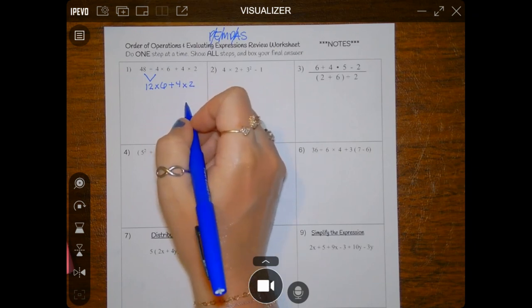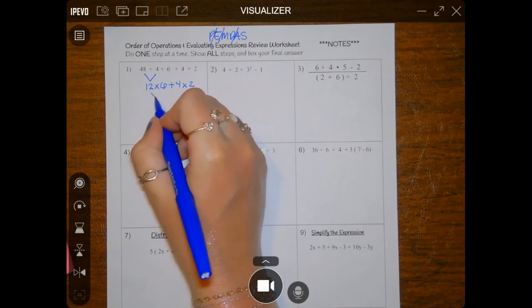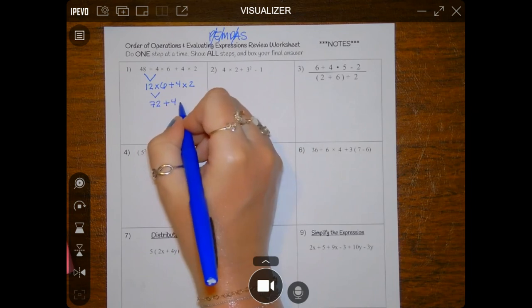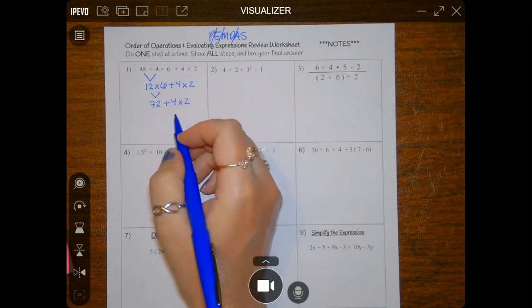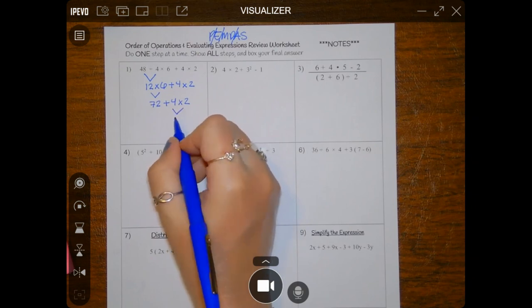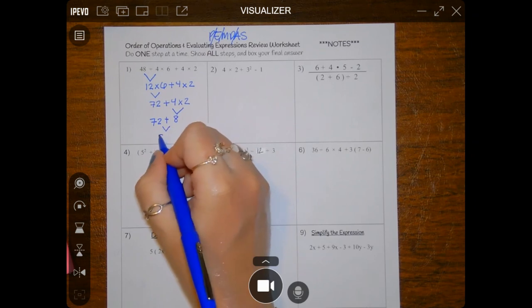Well, now what am I looking for? I see some multiplication, and that is 12 times 6 is 72. And 72 plus 4 times 2. Okay, so multiplication, I still got some more right here. 4 times 2 is 8, and 8 plus 72 is 80.